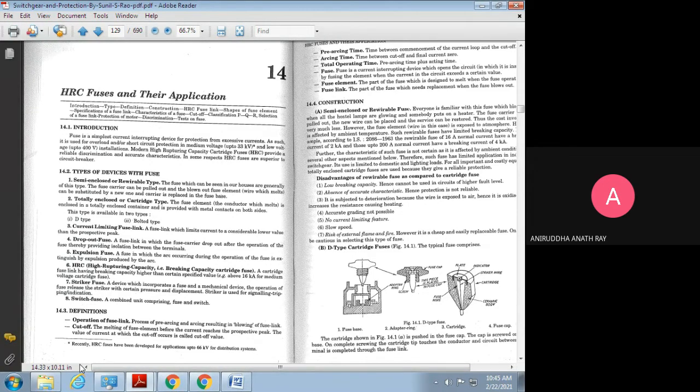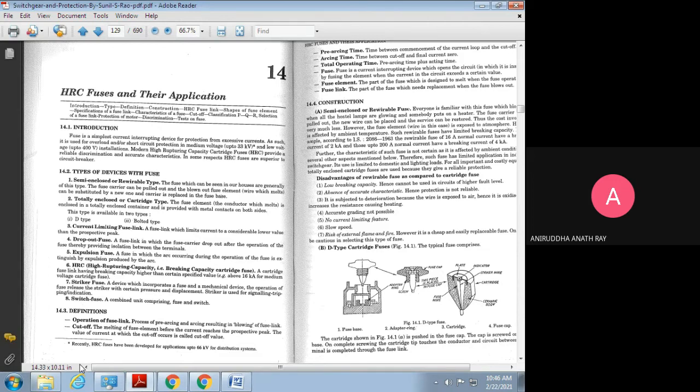As such, it is used for overload and/or short circuit protection. Means HRC fuses are used for overload protection as well as for short circuit protection in medium voltages up to 33 kV and low voltage up to 400 volt installations. So modern high rupturing capacity cartridge fuses provide a reliable discrimination and accurate characteristics.